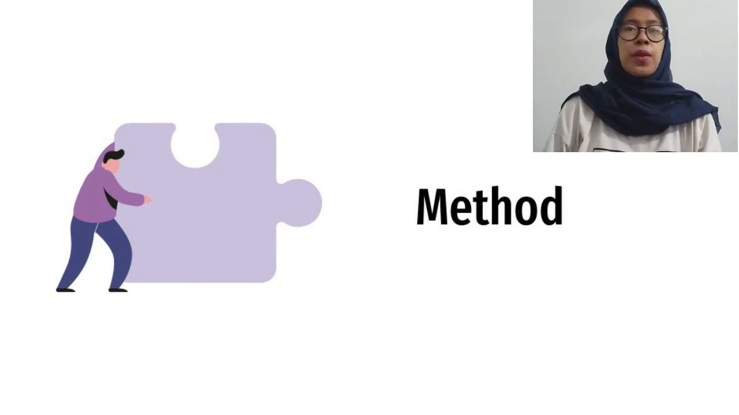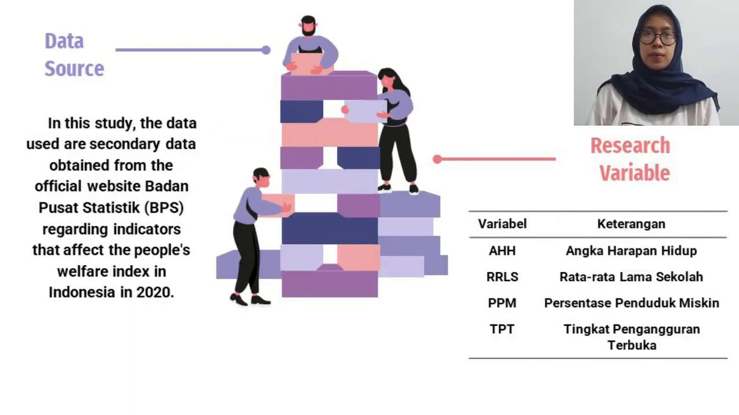And then we move on to the methods. Data source. In this study, the data used are secondary data obtained from the official website of Badan Pusat Statistik, or BPS, regarding indicators that affect the People's Welfare Index in Indonesia in 2020.